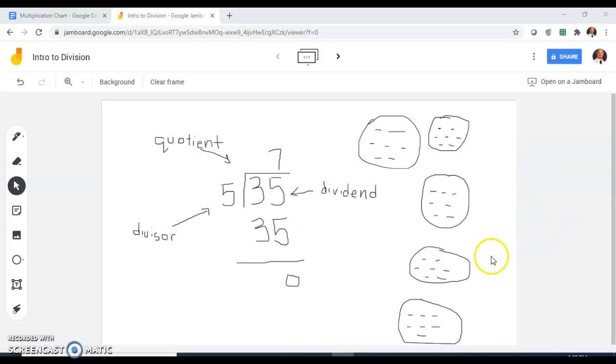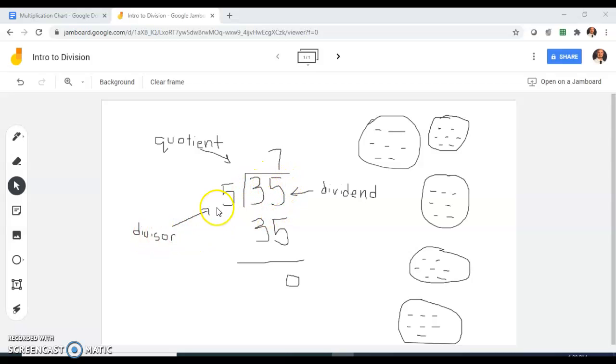Going to start this by introducing some vocabulary that will be useful for you to know. And so let's start here with the dividend. That's the total amount that you're going to be breaking up into groups. All right, so you have 35.